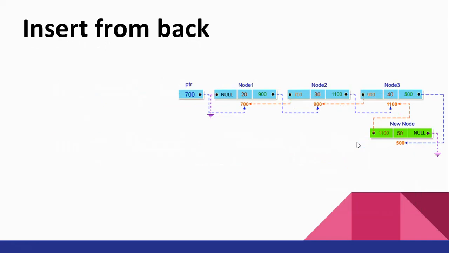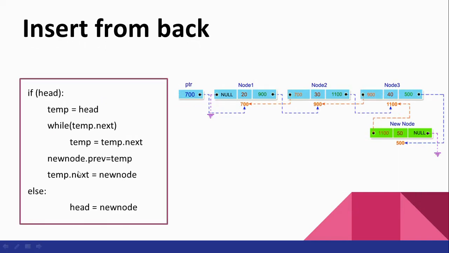Okay, this we can see in this code snippet. We are checking if head, that means there should be some node. If we have the head node, then we assign head to the pointer temp. Then while temp.next, that means until temp.next is pointing to some node, we are supposed to traverse the list. That traversal is denoted here as temp = temp.next.